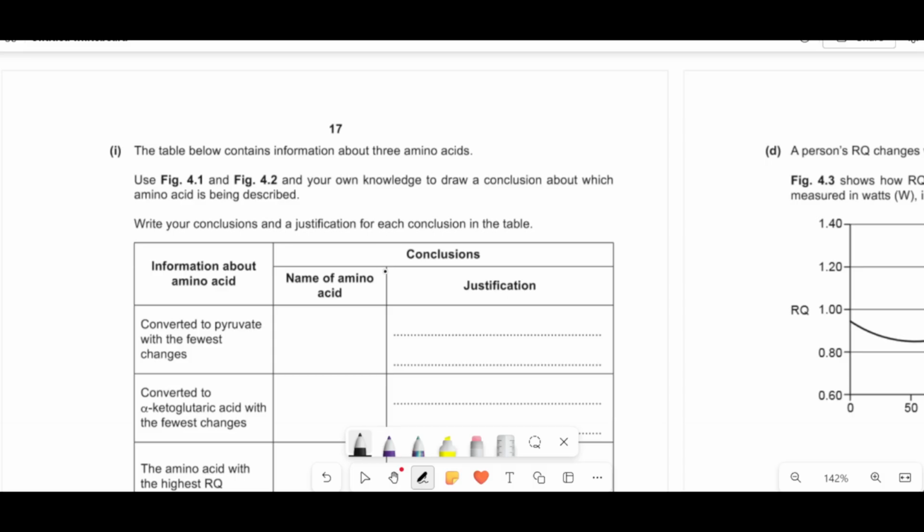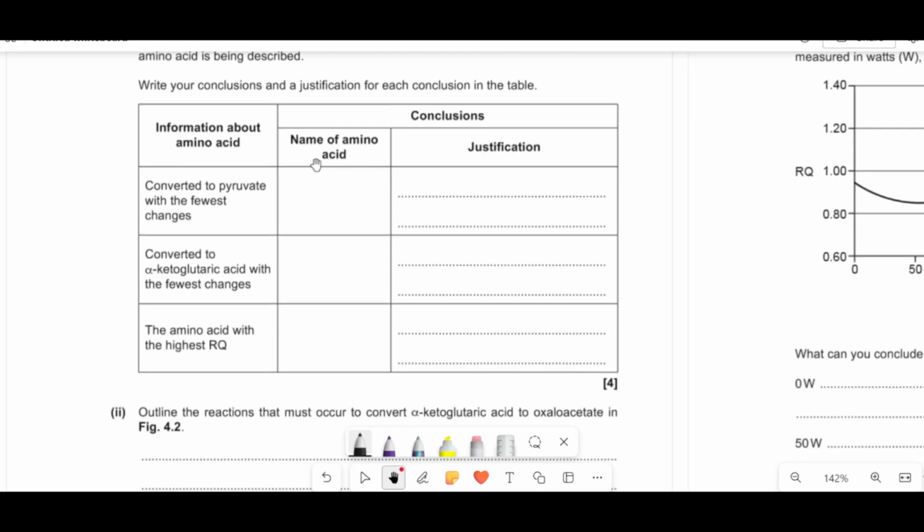Use figure 1 and figure 4.1 and figure 4.2 in your own knowledge to draw a conclusion about which amino acid is being described. Write your conclusion and a justification for each conclusion in the table. So here we have information about an amino acid. It's converted to pyruvate with the fewest changes. Then converted to alpha-ketoglutarate acid, the fewest changes, and then the amino acid with the highest RQ.